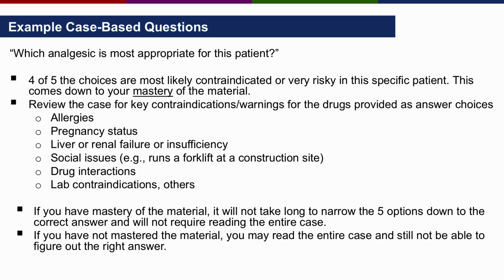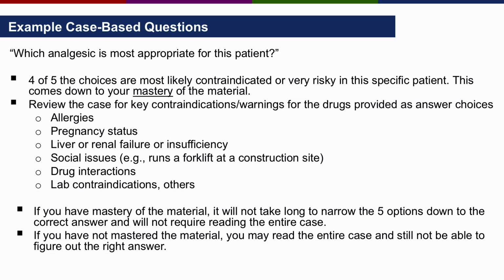Okay, which analgesic is most appropriate for this patient? Well, if you get questions like this, then 4 or 5 of the answer choices are most likely contraindicated or very risky in the patient. The patient could have an aspirin allergy. They could be pregnant. They could have liver or renal failure or some type of impairment. They could have social issues, like they need to be alert because they're walking up on a high-rise building where they're doing construction, and if you picked an opioid, guess what? They'd fall off. They wouldn't have any pain, but they wouldn't be alive either.